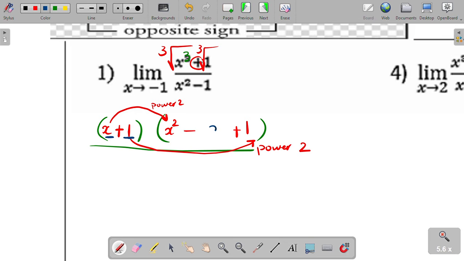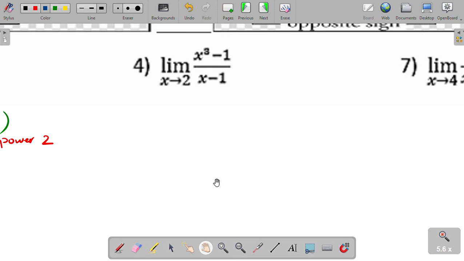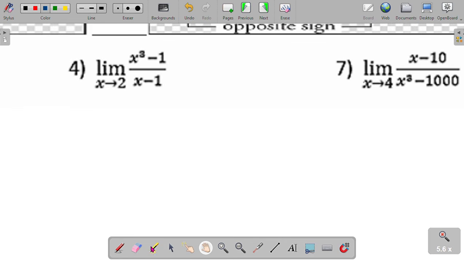Okay? 1 times x is going to be x. Okay? And let me tell you something. Don't you ever change the signs once you have adjusted them from the beginning. Because some students make this very silly mistake, which I've seen lately.